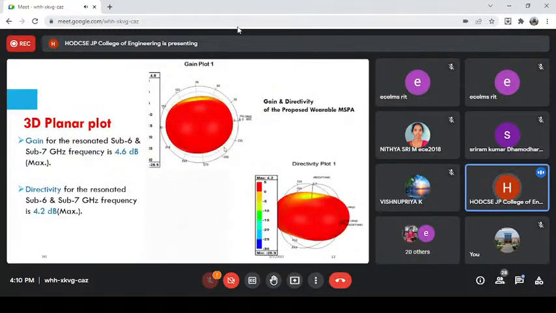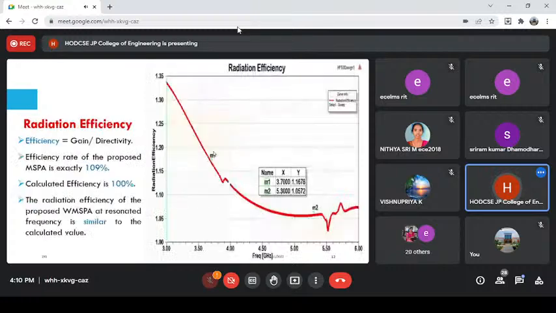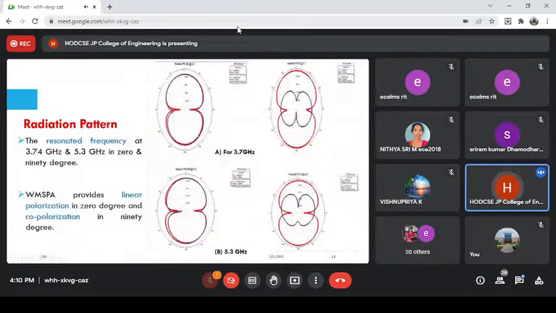Okay, then the gain and directivity of the proposed work. The maximum gain is achieved by using this design. The gain is 4.6 decibel for both frequency ranges, and the maximum directivity of the antenna is 4.2 decibel. The efficiency of the antenna is almost equal to 100% at both frequencies. At 3.7 gigahertz it is 116, and at 5.3 it is 105. Almost 100% efficiency is reached.